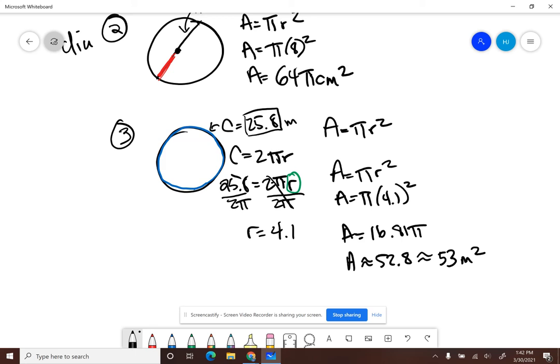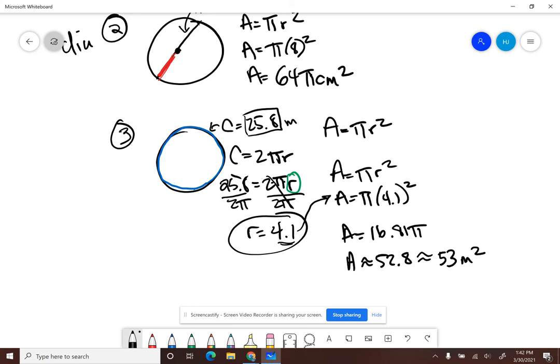Okay. So again, you have to take what they're giving you, this circumference. You're plugging that into the formula for circumference to find out what the radius is. Once you find that radius, then substitute that back into your area formula so that you can figure out what those actual numbers should be. Okay. All right.